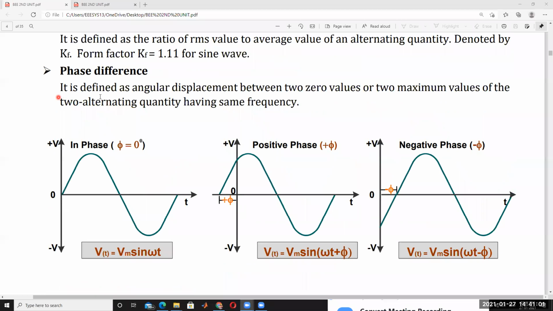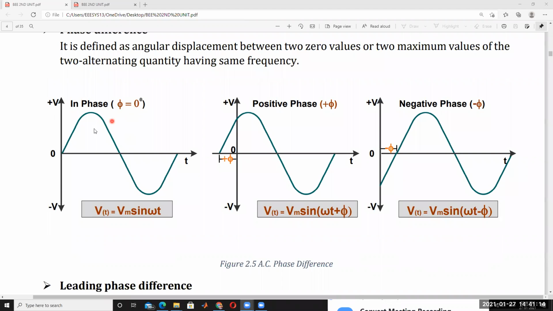Okay, phase difference. It is defined as the angular displacement between two zero values or two maximum values of two alternating quantities having the same frequency. Here in phase, phi is equal to 0 because it is starting from 0, so there is no phase difference here. We have v(t) = Vm sin omega t. This is called a sine wave starting from 0.